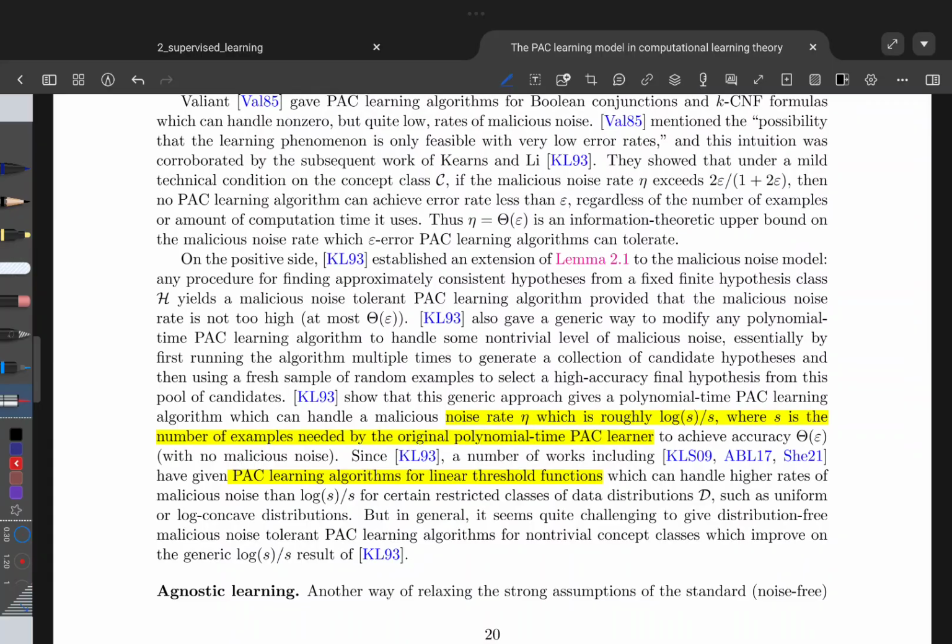And in particular, some early and recent works also show that using linear threshold functions, you can tolerate a noise fraction of eta, which is roughly log s by s, where s is the number of samples required by the original polynomial time PAC learner. So if there is a polynomial time PAC learning algorithm that works without malicious noise, then you can also handle malicious noise by increasing the number of samples. Effectively, that's the result.